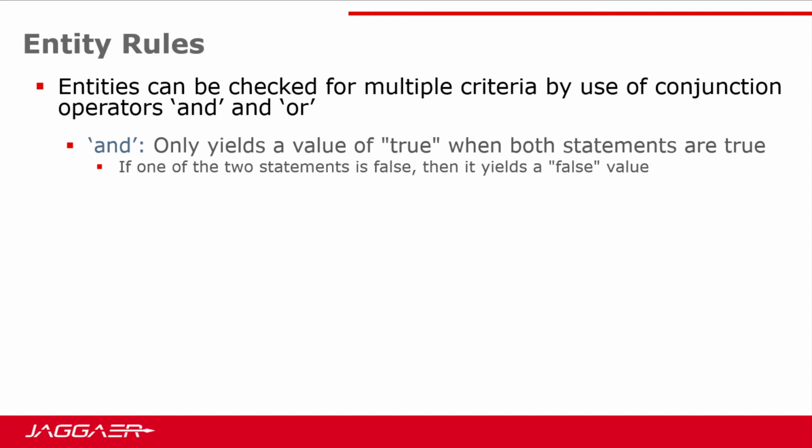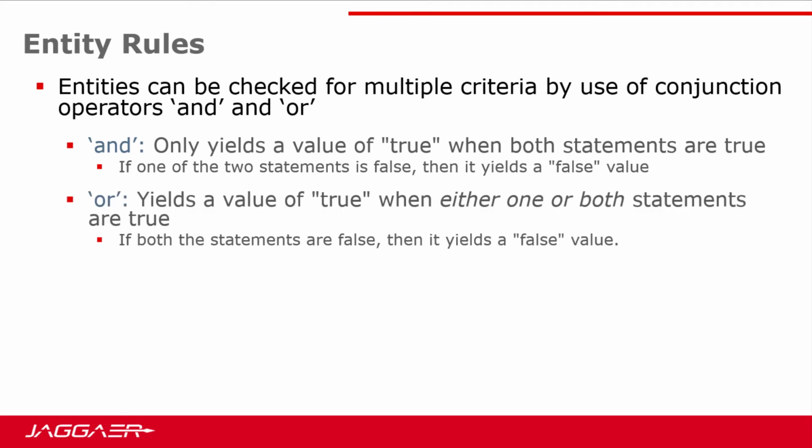The AND operator will perform a logical conjunction on two statements. It only yields a value of true when both statements are true. If one of the two statements is false, it's going to yield a false value. The OR operator will also perform a logical conjunction on two statements, but it yields a value of true when either one or both statements are true. If both the statements are false, then of course it will yield a false value.